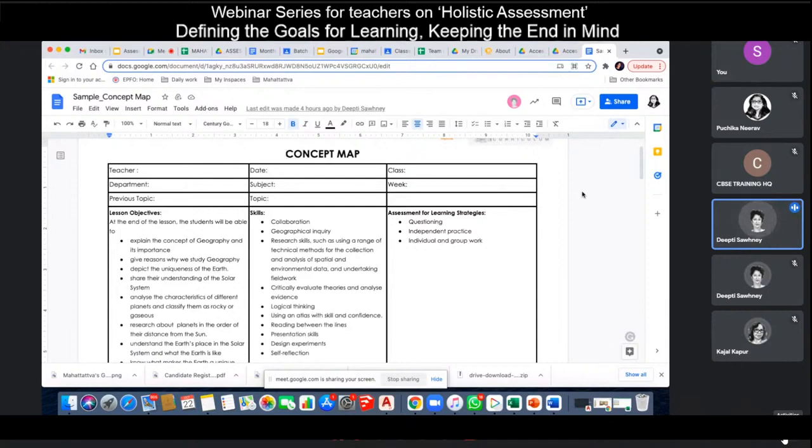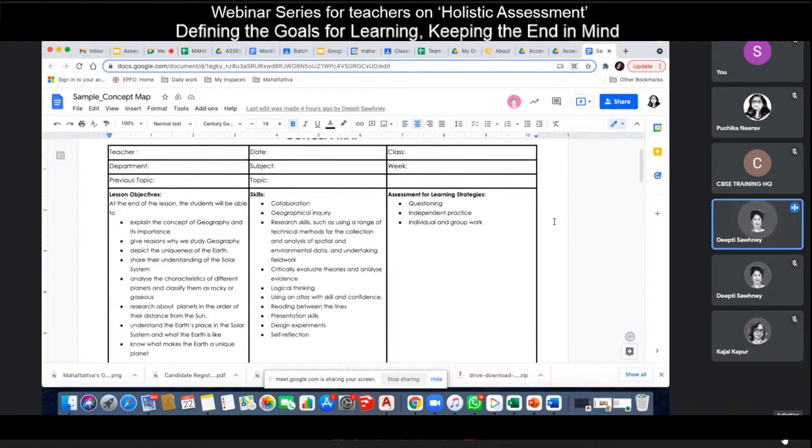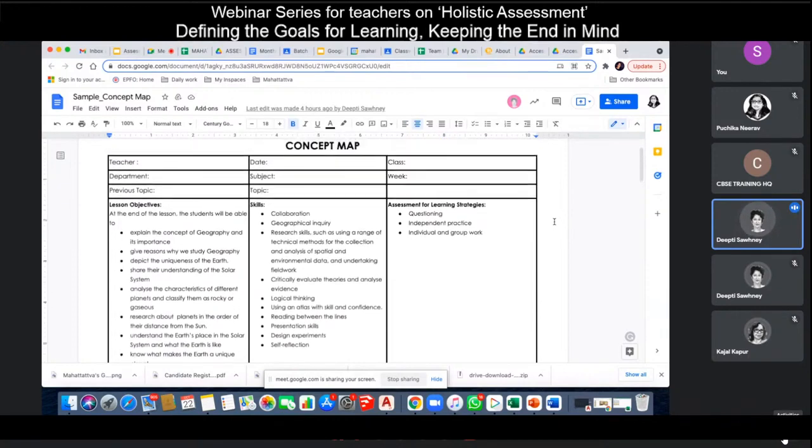So of course, you need to give the owner, so that if somebody has a question or needs to ask something about it. So who's the teacher, who's the department, what was the previous topic, and what is the topic now? So it gives you a background of that as well. And then you have the various weeks that you're going to do it with. Now, please see very carefully.